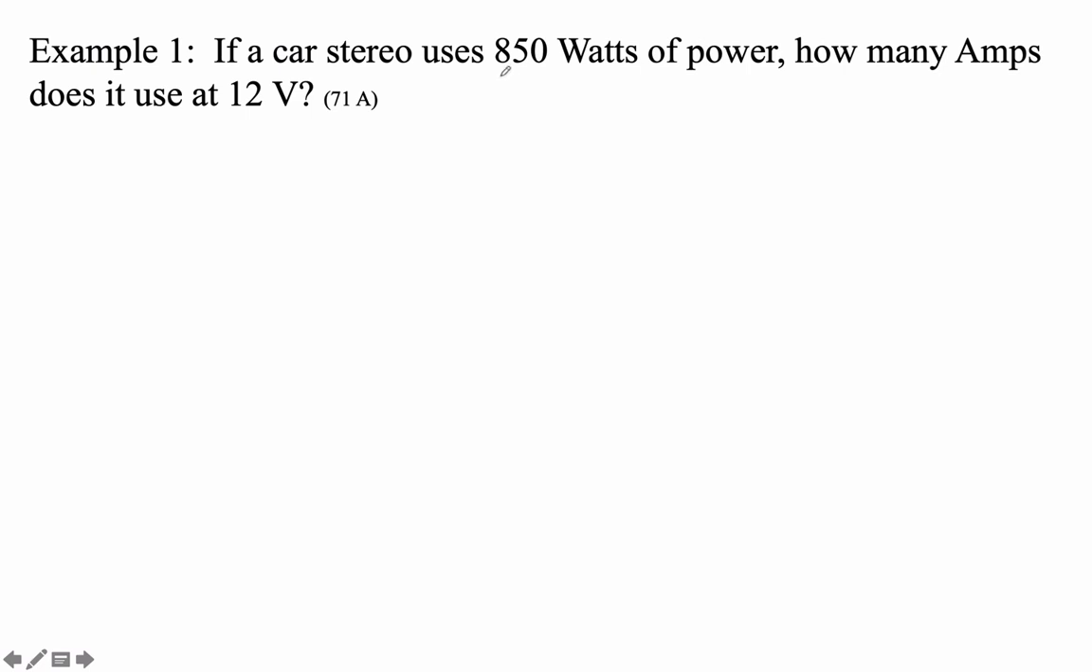A car stereo uses 850 watts of power. How many amps does it use at 12 volts? Power is IV, so the lower the voltage is, the more current you've got to use. This is one reason why they transmit electricity at super high voltages, to cut the current way down. But with a car, we just have 12 volts.